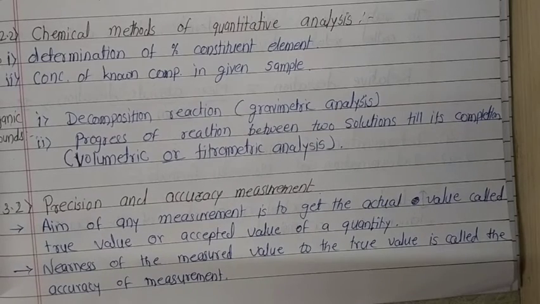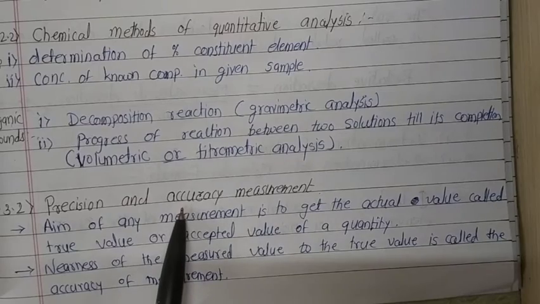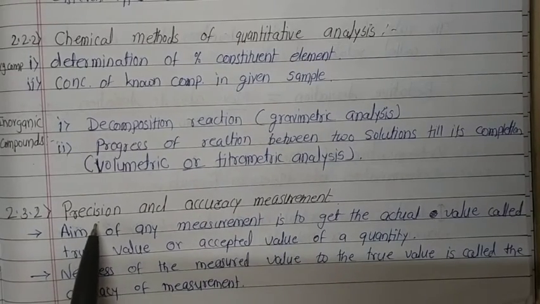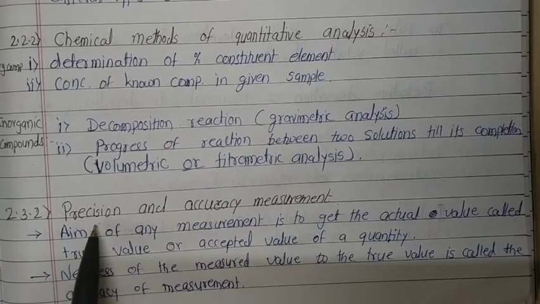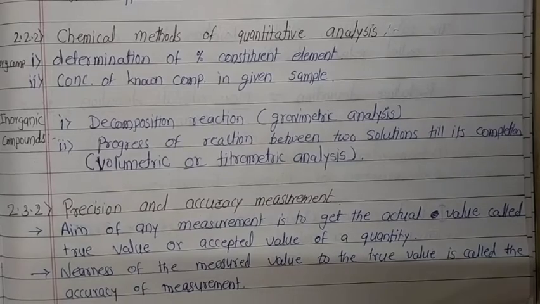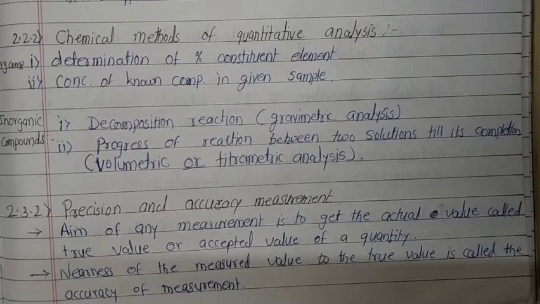Hello students, today we are studying the new point, that is precision and accuracy measurement. To know more about the terms precision and accuracy: actual value, accepted value, or accuracy measurement.